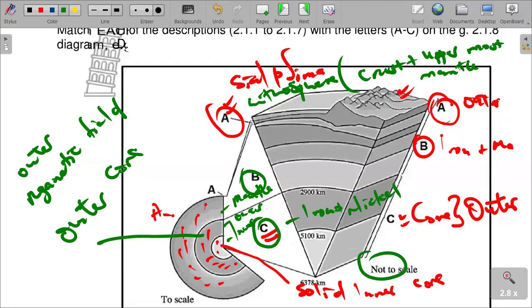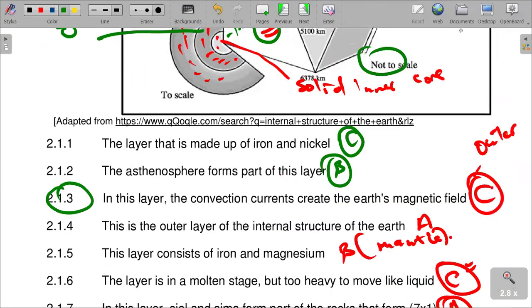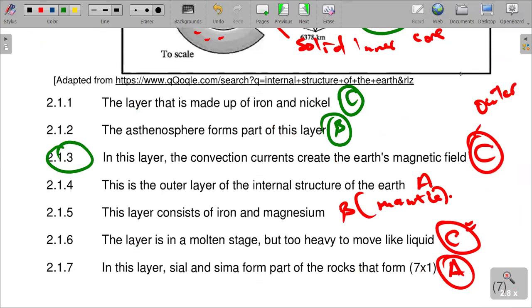So now we have said that. Now we have got questions here, which you just need to match the descriptions or characteristics to the different layers as we have identified them there.